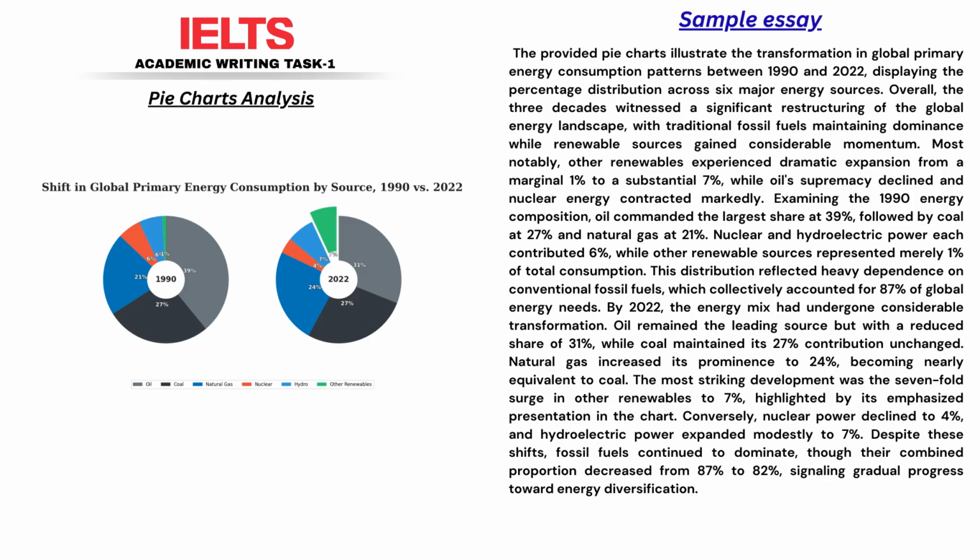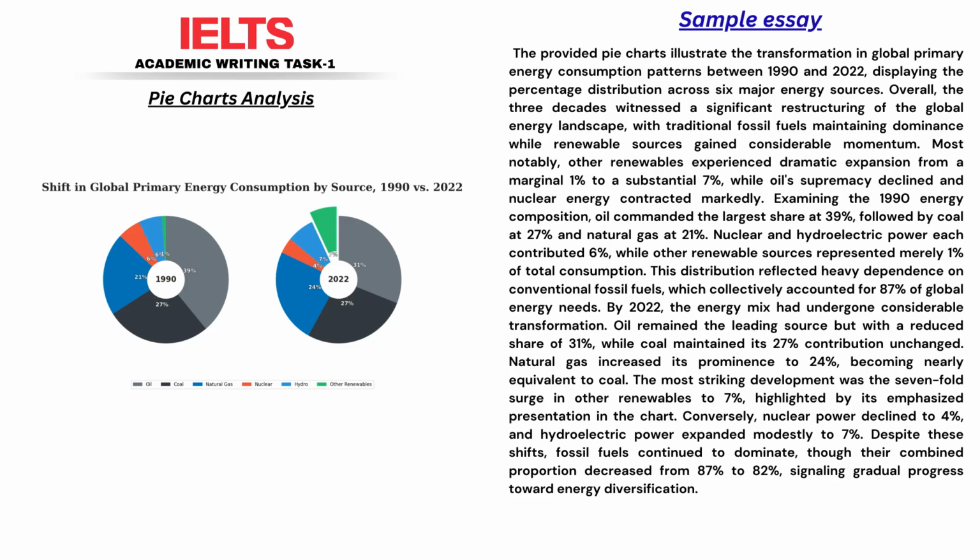Look at this brilliant overview statement. "Most notably, other renewables experienced dramatic expansion from a marginal 1% to a substantial 7%." The contrast between "marginal" and "substantial" perfectly captures the significance of this change, while "dramatic expansion" conveys the magnitude of growth. The body paragraph organization is logical and effective.